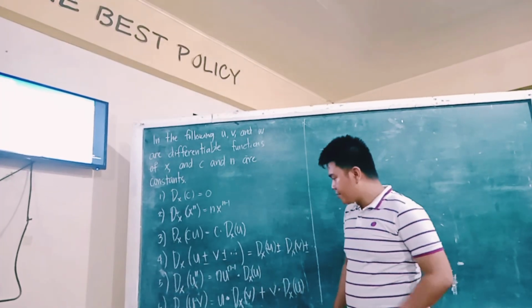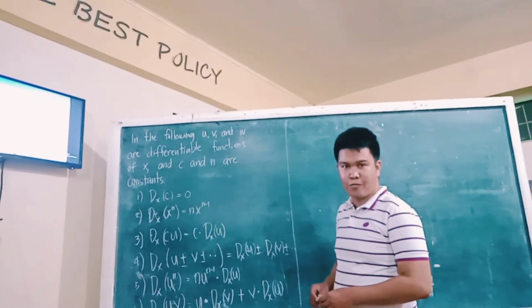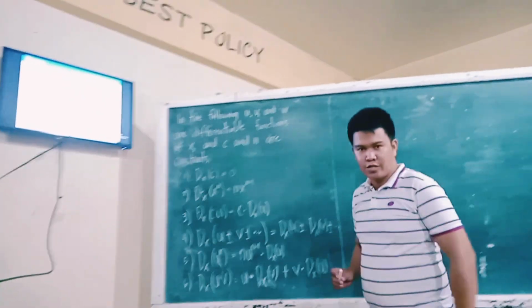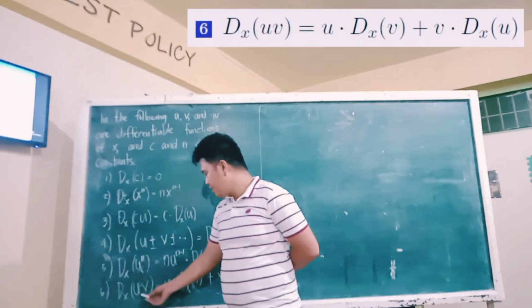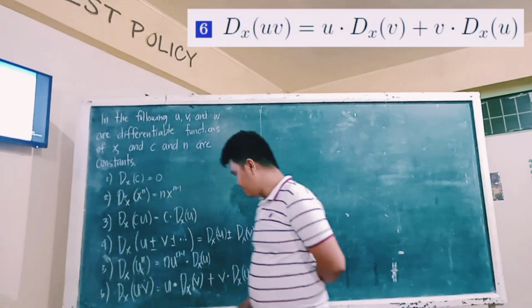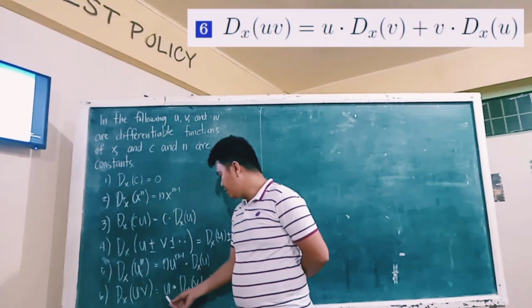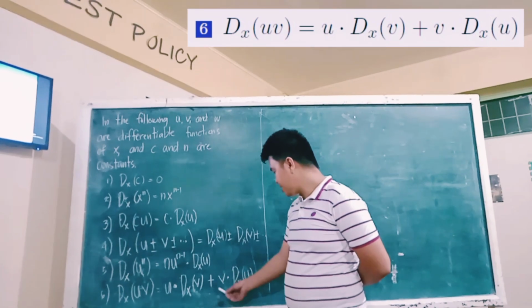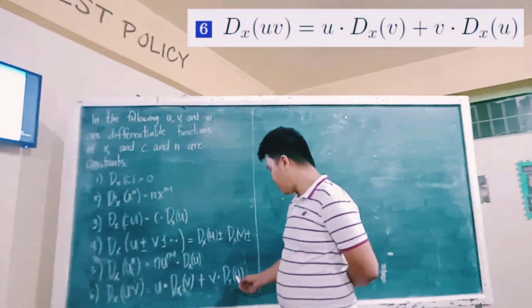Alright, we are now in the sixth formula. The sixth formula is called the product rule. It is read as the derivative of the product of u and v is equal to u times the derivative of v plus v times the derivative of u.